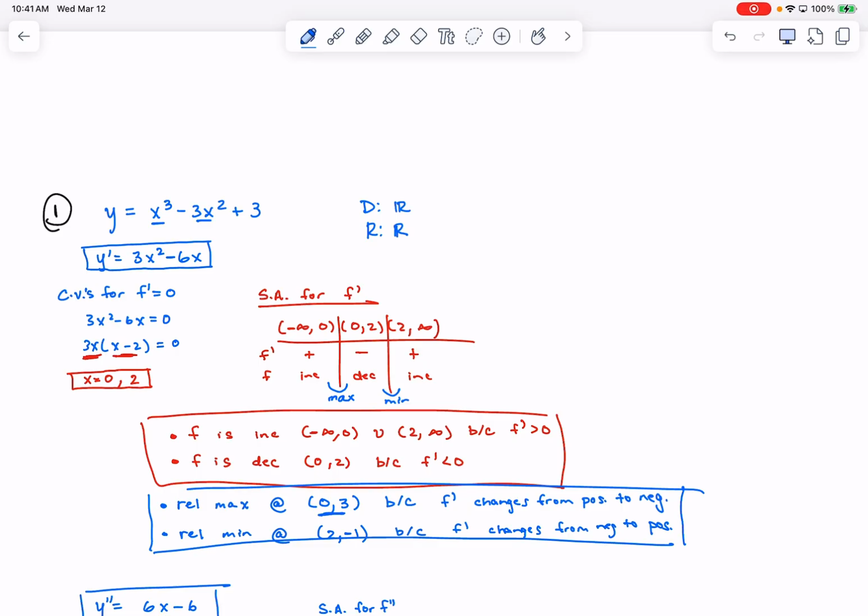Does that sound good? Okay, so you're a 1. Ashton, you're a 1. You're a 2. You're a 3. You're a 4. You're a 5. You're a 6. You're a 7. You're an 8. You're a 9. You're a 10. You're an 11. You're a 12.